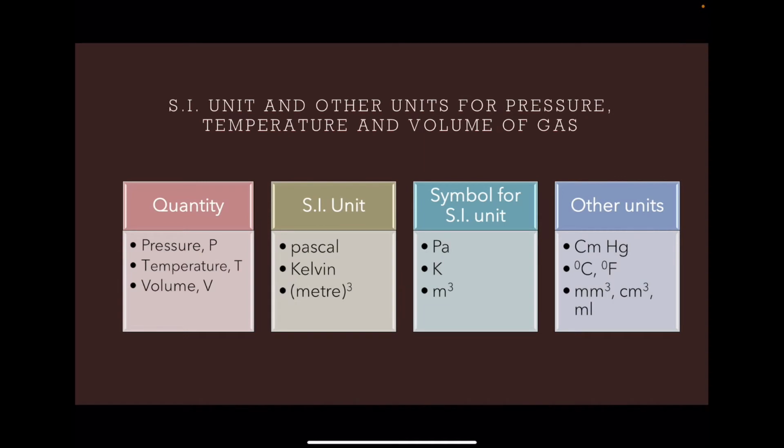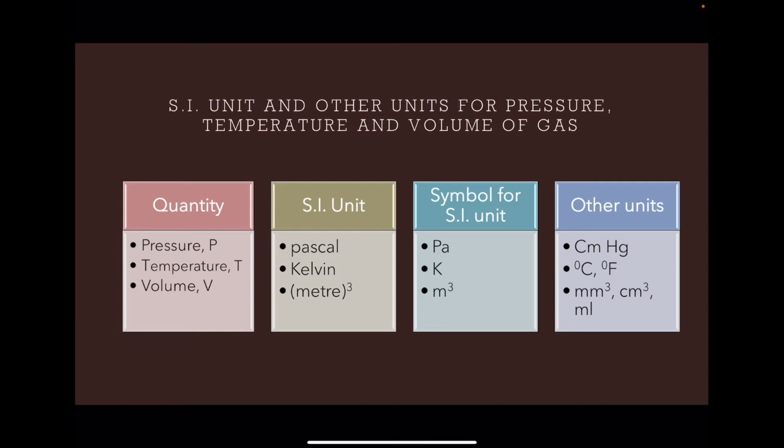SI unit and other units for pressure, temperature and volume of gas. So pressure, the symbol for pressure is P. So ini yang selalu pelajar tersilap ataupun confused. P is not the unit. P is a symbol. Symbol for what? Symbol for physical quantity pressure. Pressure is a physical quantity. Quantity fizik. Dia boleh diukur kan pressure tu. Okay, and then the SI unit for pressure is Pascal. And the symbol for Pascal is Pa.